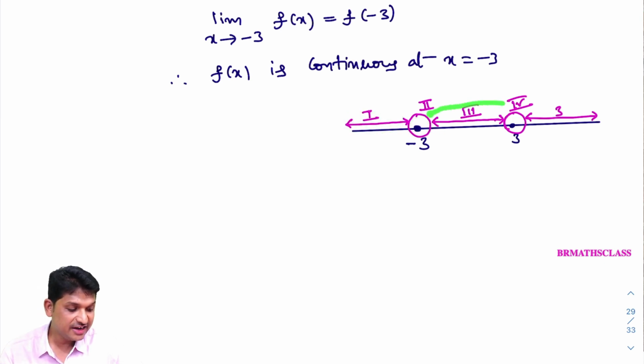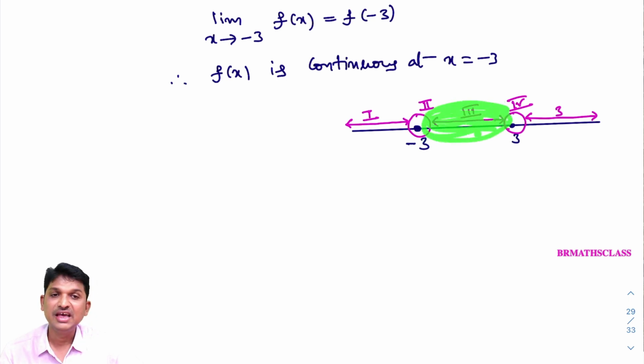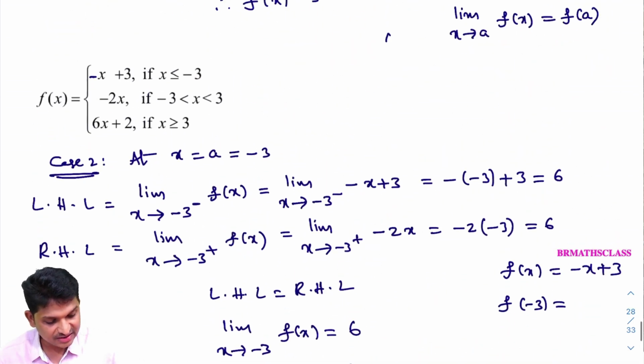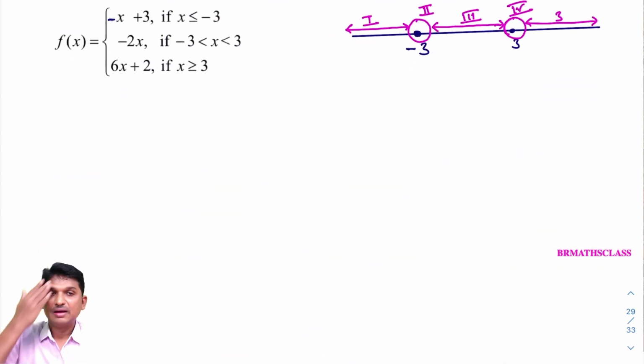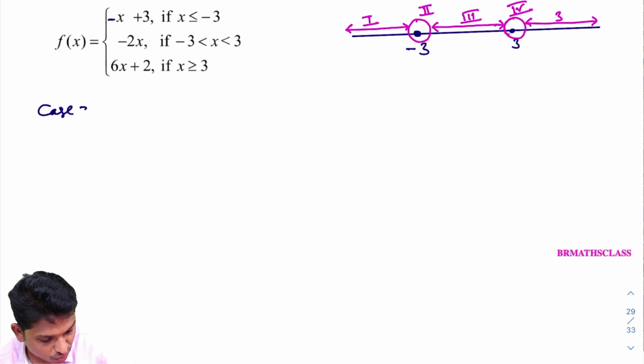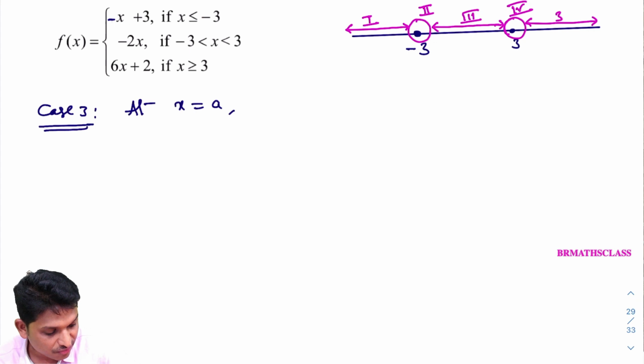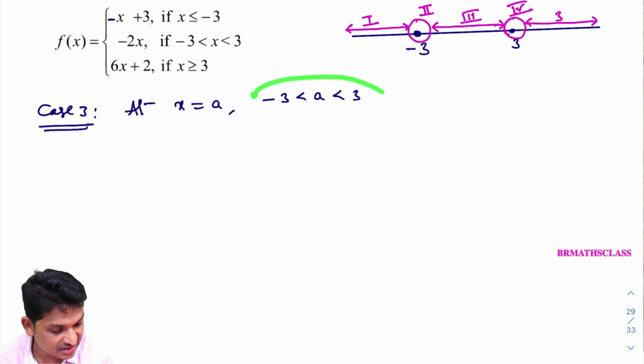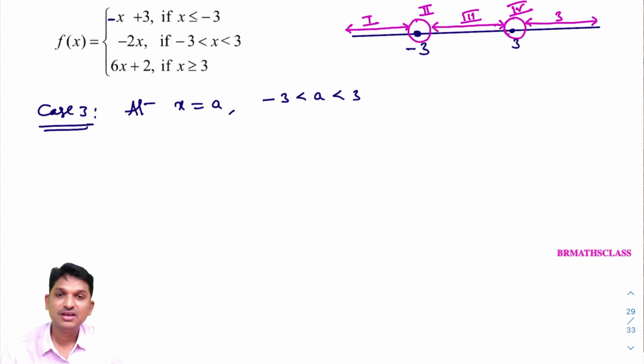Now case 3. I need to check continuity of the function in this zone. When x value is in between minus 3 and plus 3, whether the given function is continuous or any point of discontinuity is there, that we need to check. Case 1 is over. Case 2 is over. Now case 3. At x equal to a, where a value is minus 3 less than a less than 3. A value is in this interval, that means here. So I am checking continuity of the function in this zone.